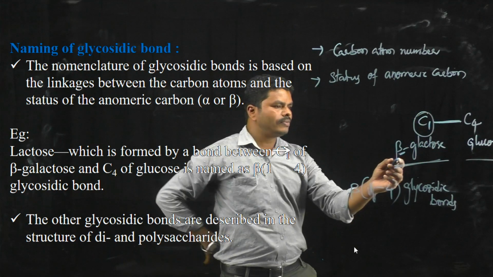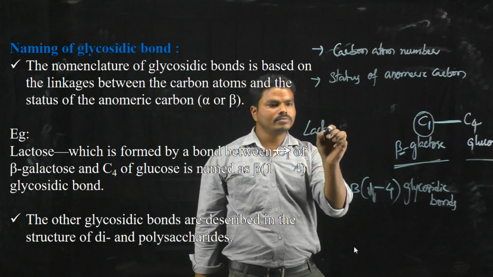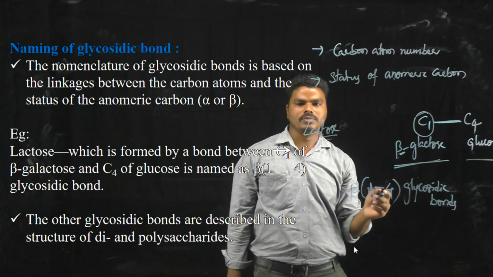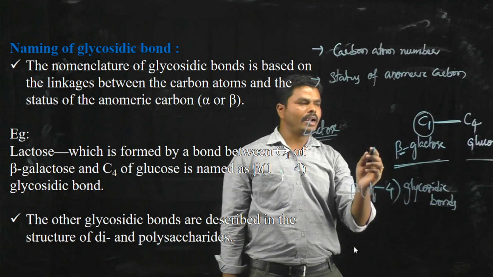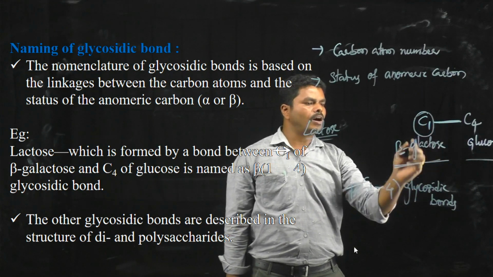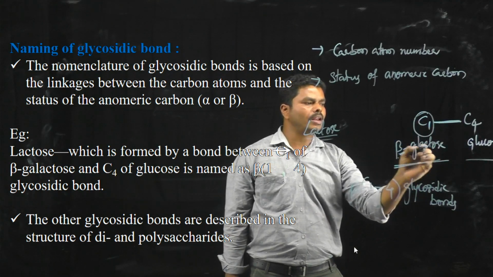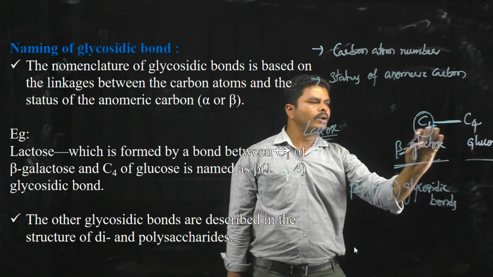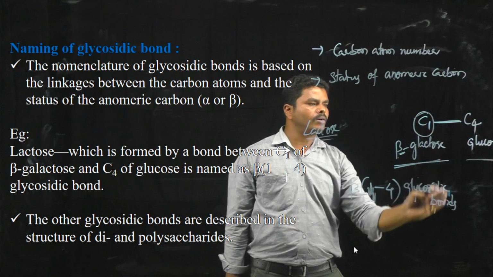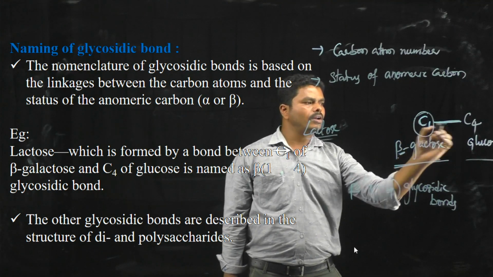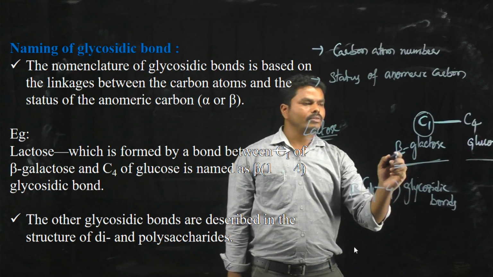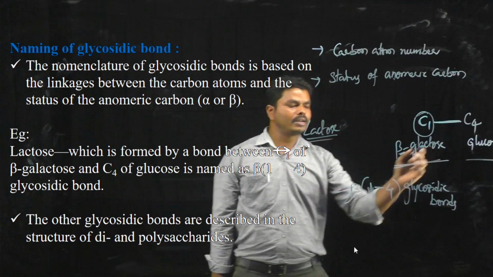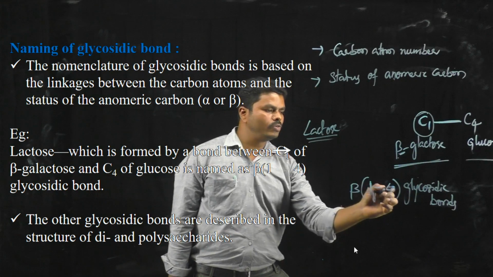In the case of lactose, lactose is a combination of beta galactose and glucose. There is a glycosidic bond formed between the first carbon of beta galactose and the fourth carbon of glucose. So the carbon atoms involved in the glycosidic bond are C1 of beta galactose and C4 of glucose. For that reason it is named as 1,4.